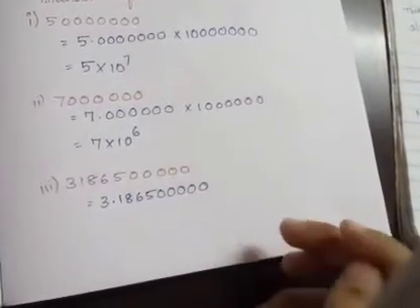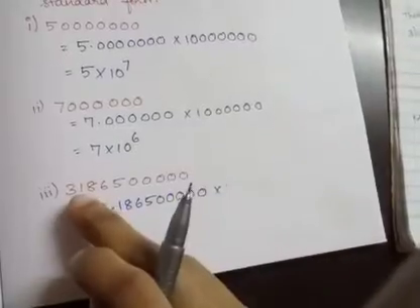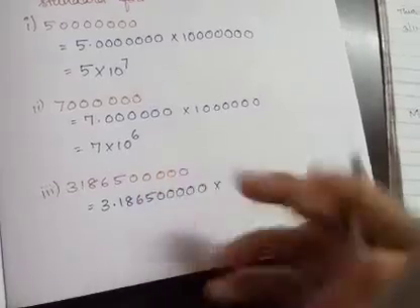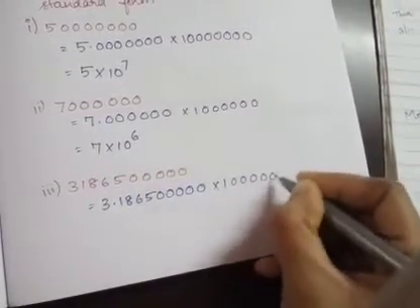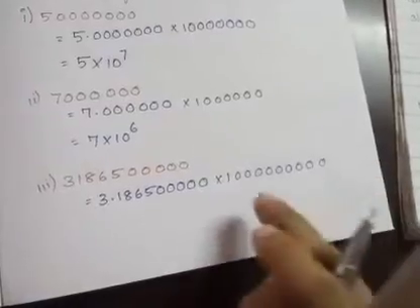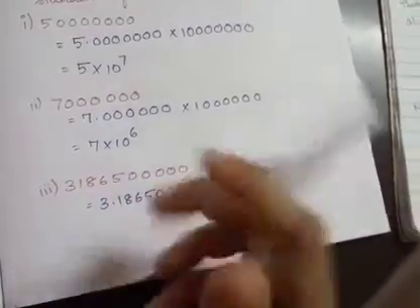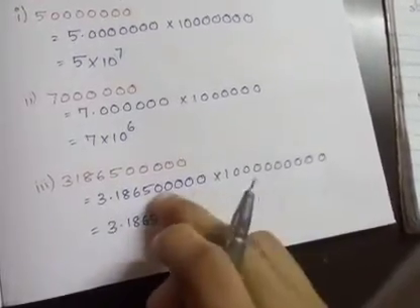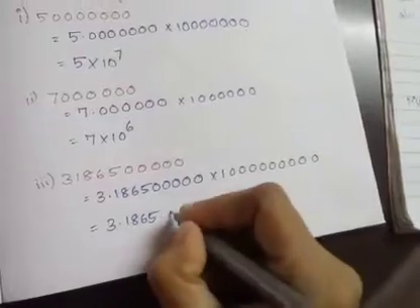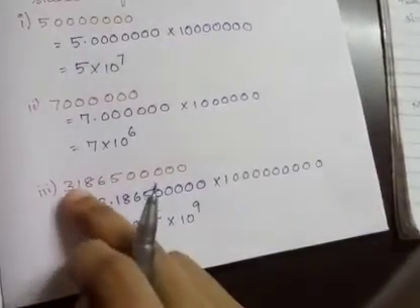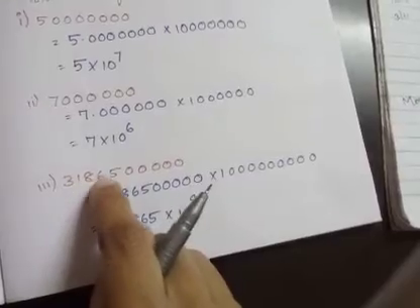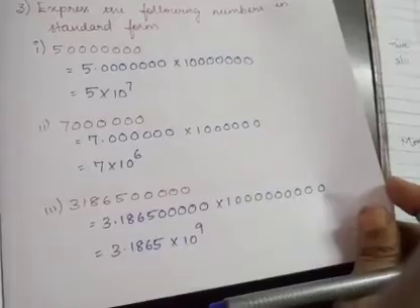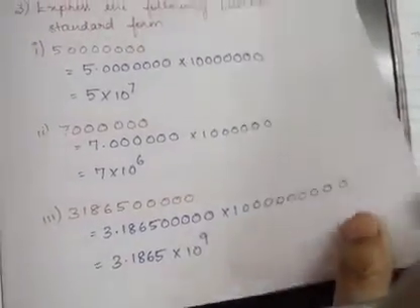3.1865000. 5 zeros are there into, after decimal point how many digits are there? 1 2 3 4 5 6 7 8 9. Okay, after decimal point how many digits are there? Now how will you write? 3.1865. All these zeros you will neglect, into 10 power 9, because after decimal point how many digits are there? 1 2 3 4 5 6 7 8 9. Okay, so 3.1865 into 10 power 9 is your standard form.